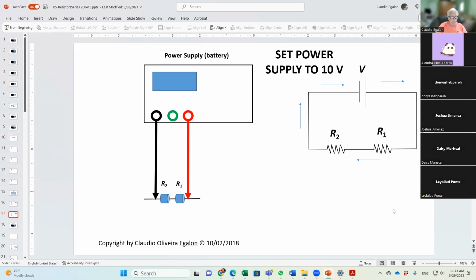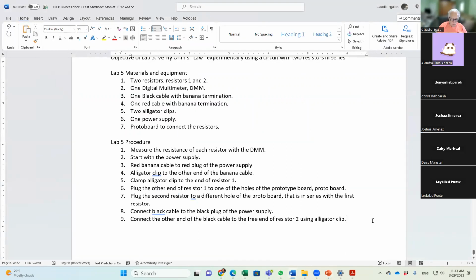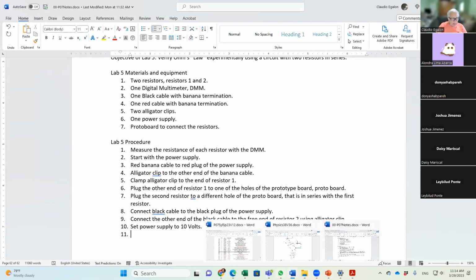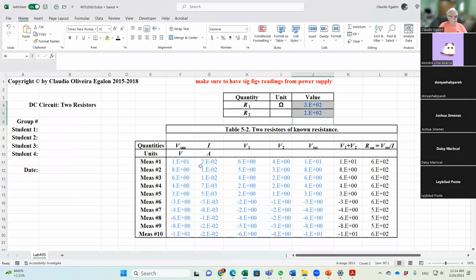Set the power supply to 10 volts. And let's take a look at it. Here you go. V supply, 10 volts, right here. We're going to start taking measurements. We're going to start taking the measurements at 10 volts.